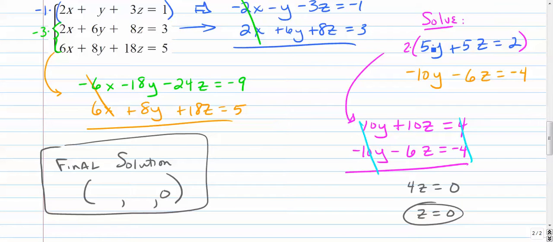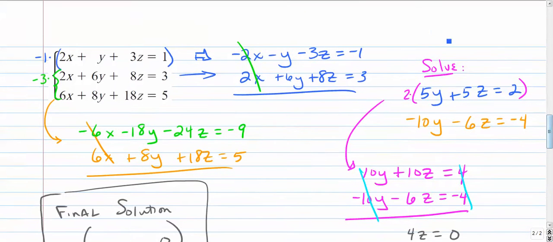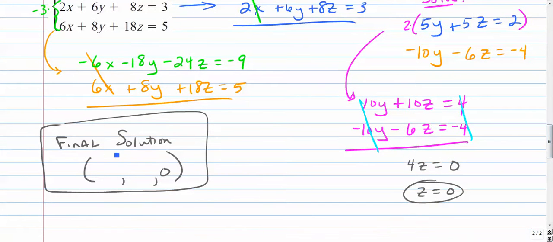If I start with the blue one, and I do a substitution right here, I've got 5y plus 5 times 0, remember z is 0, so that's just 0. That'll cancel out. So 5y equals 2. Y equals 2 over 5. Okay, so that's not really the nicest number in the world, but that is our answer. 2 over 5 also equals, as you know, 0.4.